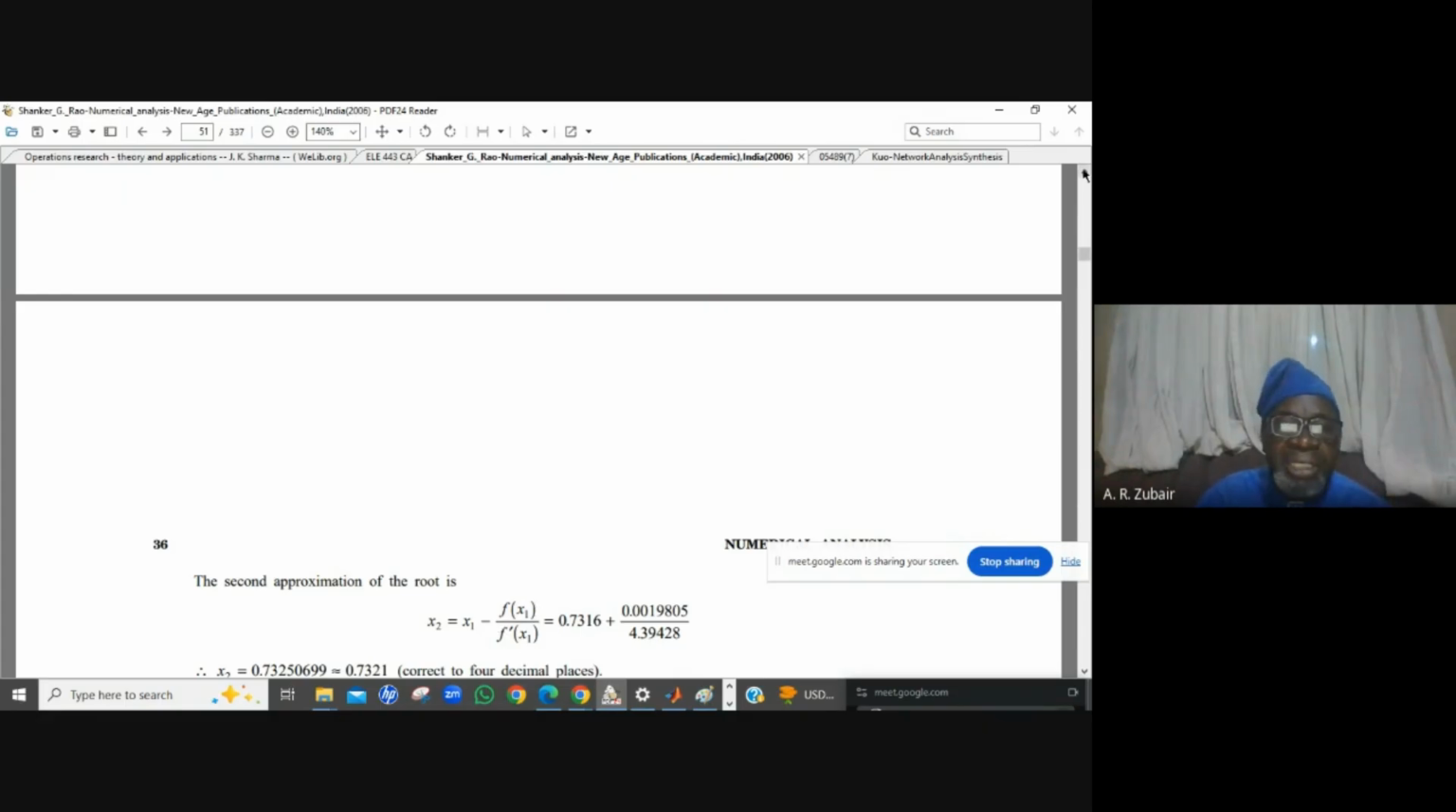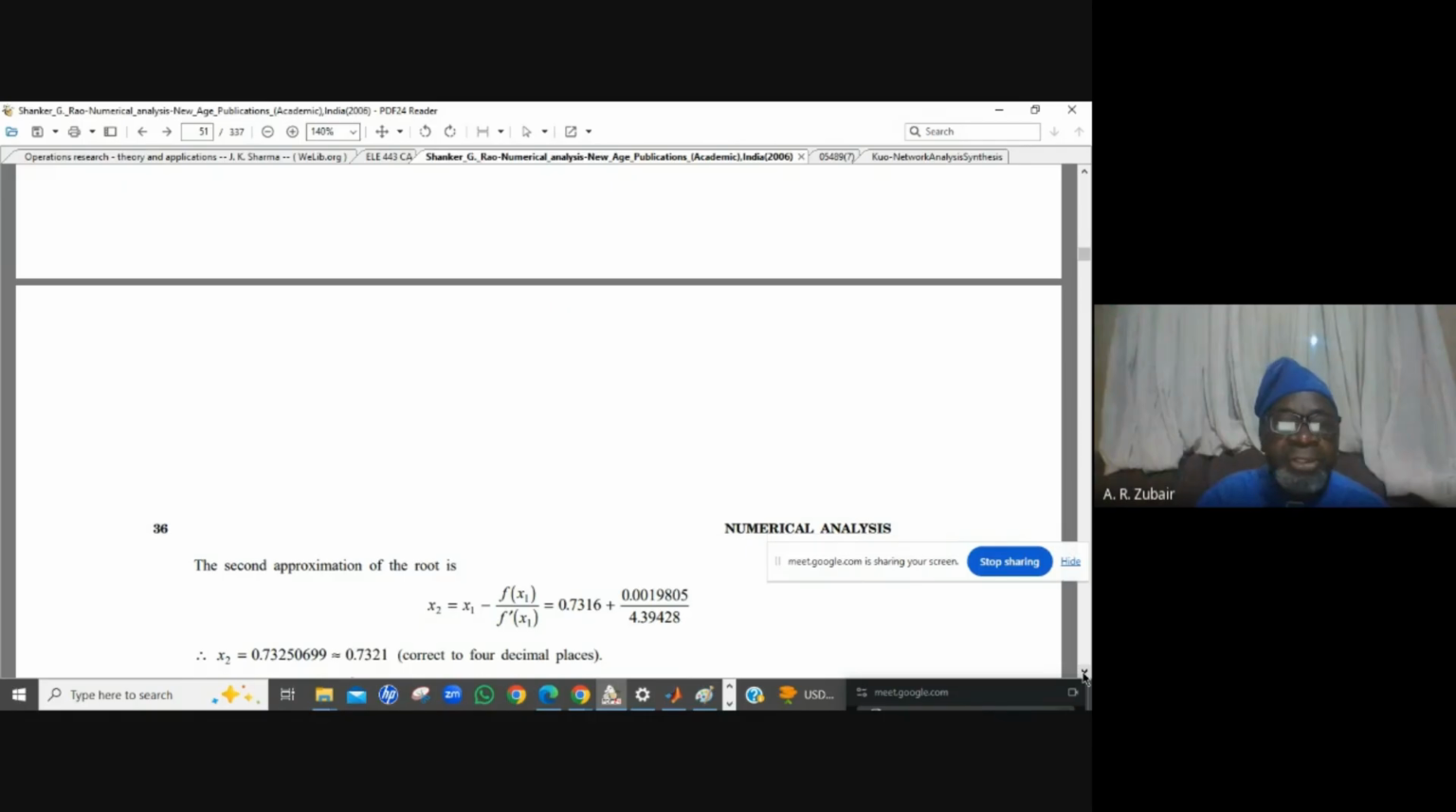I hope you see the way it is progressing. Okay, what will be next after this? It will be x3 equals x2 minus f x2 over f prime x2. The next will be what? x4 equals x3 minus f x3 over f prime x3. So you compute x2. This is your x2.